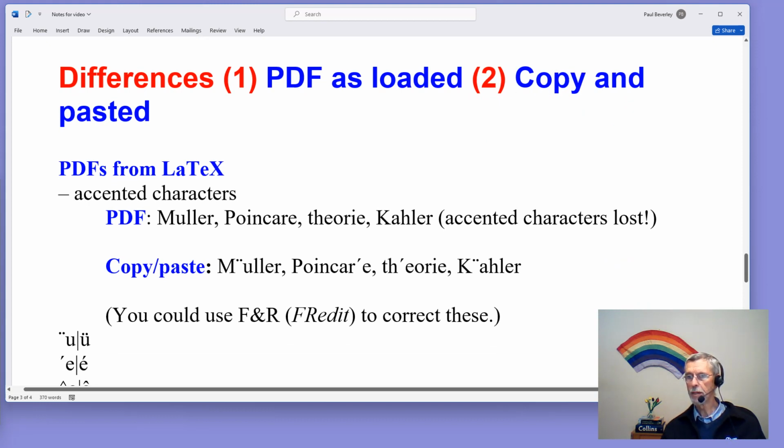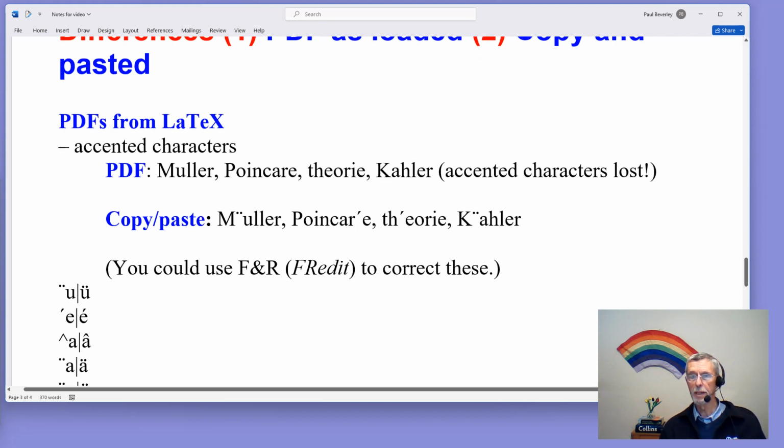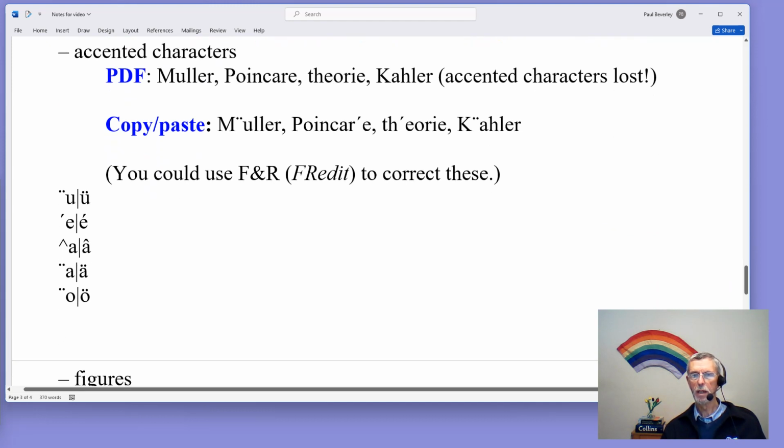I certainly had one job where the version that was just loaded from the PDF lost the accented characters. So Müller, Poincaré, théorie, which is a French word, and Carlà, the accented characters had gone. In the copy and paste, they were sort of there, but with these odd character combinations. But obviously, you could use a bit of a Fredit list to change those to the proper accented characters if you wanted to.